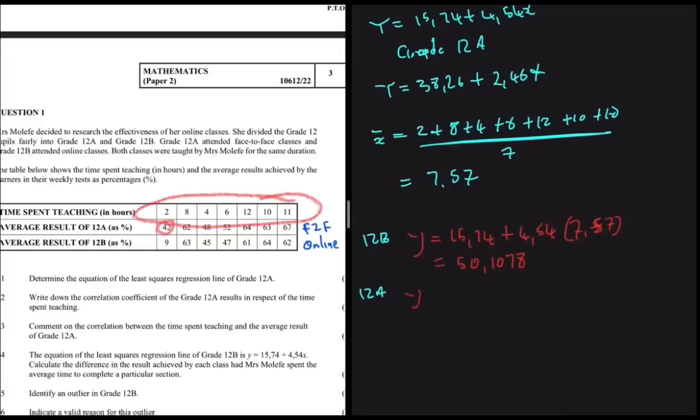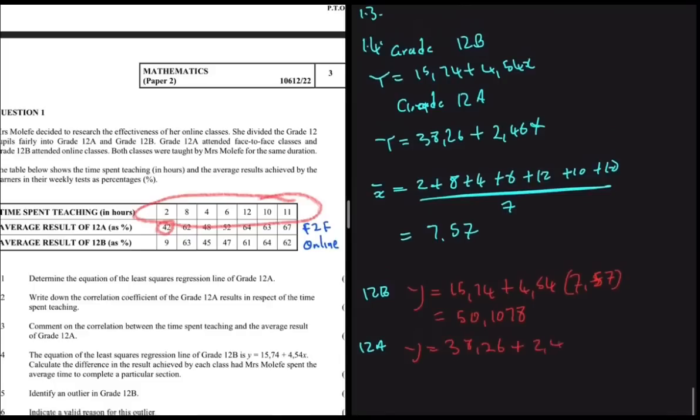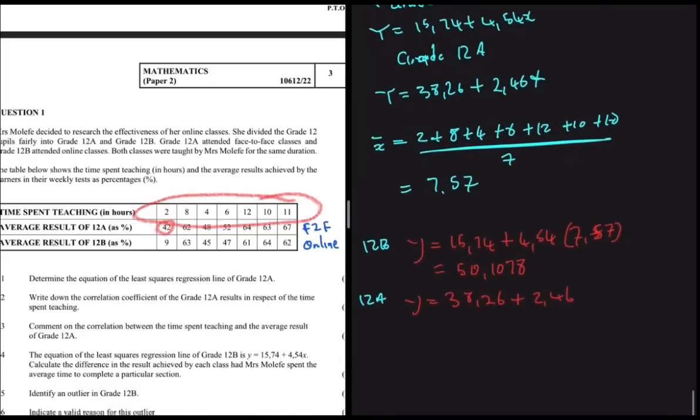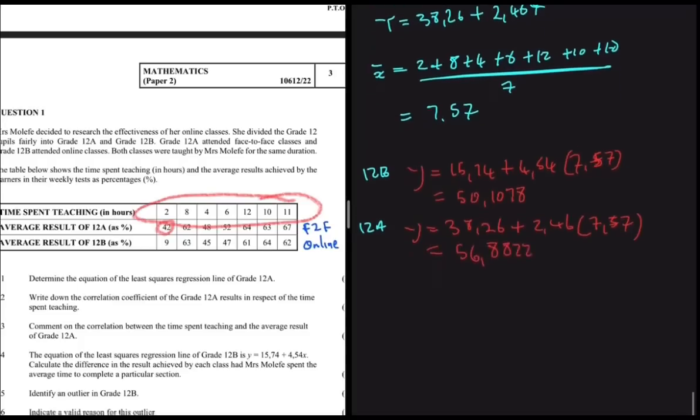And then if we go to 12A, for 12A we have y equals 38.26 plus 2.46 multiplied by x. X is our average, that will be 7.57. Let me put that in my calculator, and here I'm getting 56.8822.